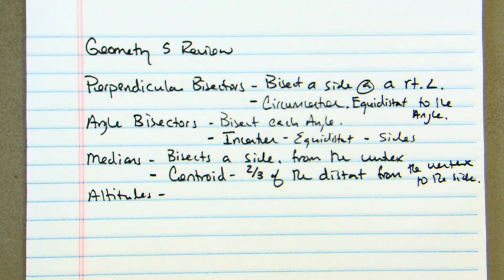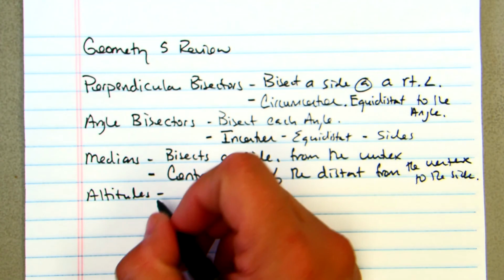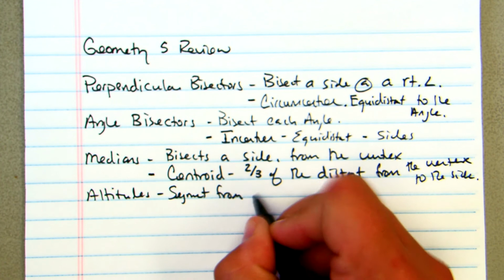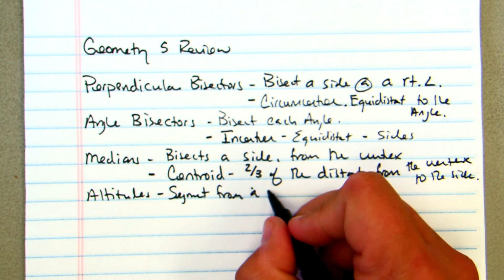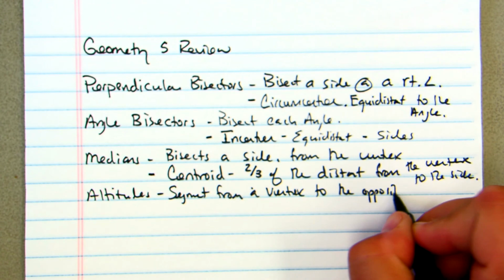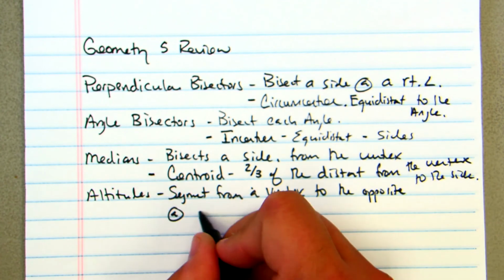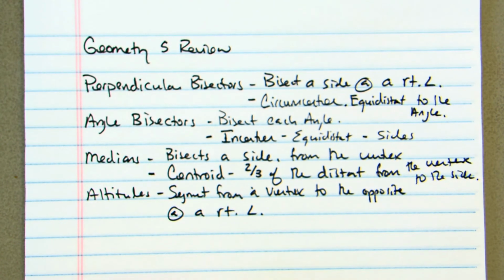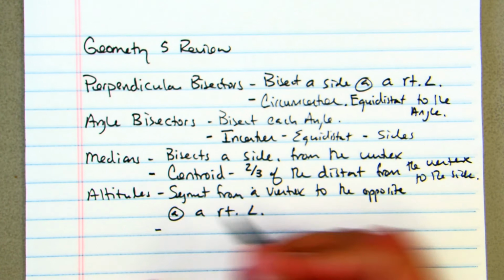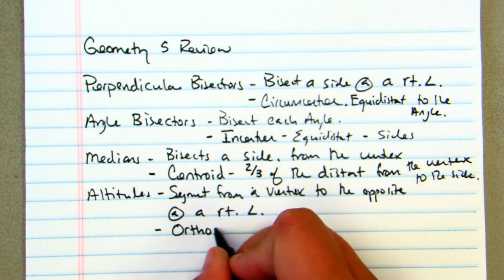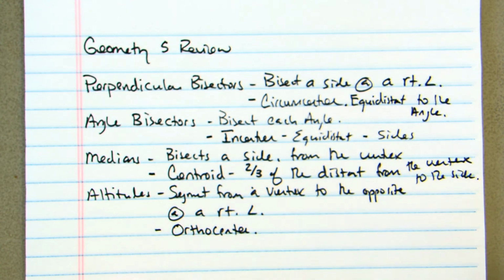Lastly, the altitudes of a triangle. All the altitude does is a segment from a vertex to the opposite side at a right angle. The point of concurrency for the altitude is the orthocenter. There are no special distances for the altitudes of a triangle.